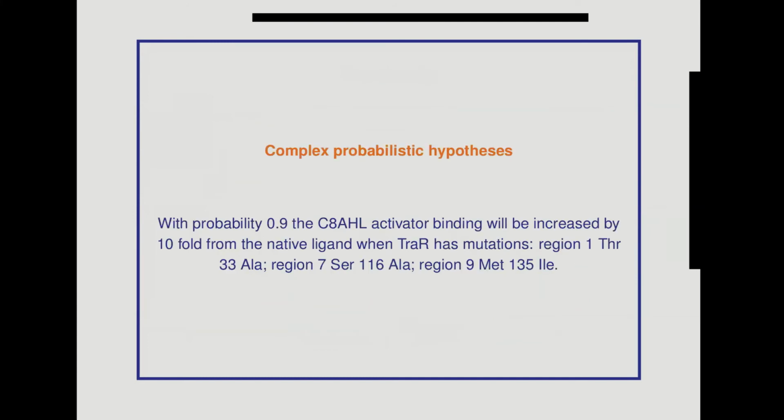Okay, so just to give you a kind of dummy idea of what a probabilistic hypothesis in a neurosymbolic setting would be, we might say that with probability 0.9, some activator binding will increase by tenfold from the native ligand when some mutation has been included in a certain region. So we can have variation that's described exactly, and we can have a readout that human beings can look at. They can understand not only what's being stated structurally, but they can also get some degree from the probability of what degree of uncertainty we have with the various different hypotheses and parts of hypotheses that are being developed.